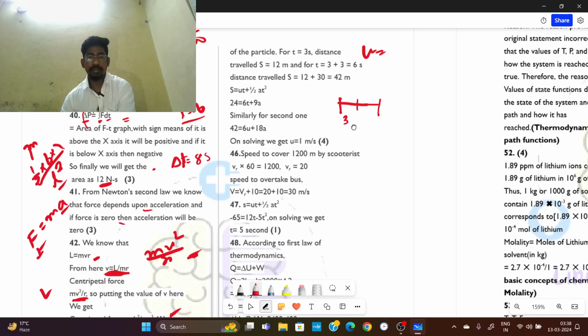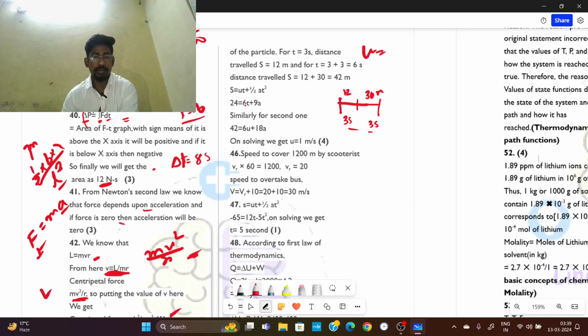So this one is for 3 seconds, and this one is also for 3 seconds. They cover 12 meters here and 30 meters in the next segment. For the total, the distance traveled is 12 plus 30, which is 42, and the total time is 3 plus 3, which is 6 seconds. If we calculate this by the formula s equals ut plus half a t square, we put s equal to 42.